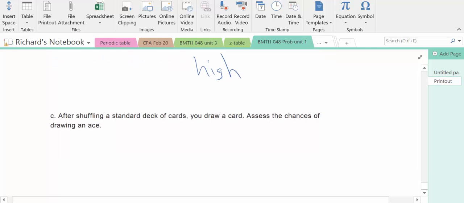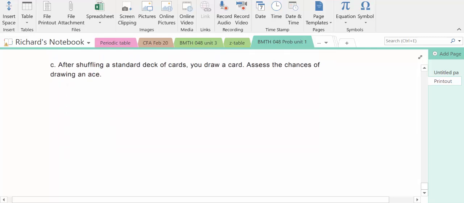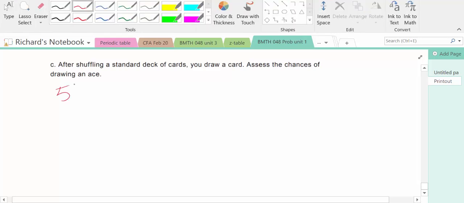Okay, next. After shuffling a standard deck of cards, you draw a card. Assess the chances of drawing an ace. Now, I understand that some of you are not familiar with cards, depending on your background, so a little bit of information. A card deck has a total of 52 cards. There are 4 suits in a card deck.